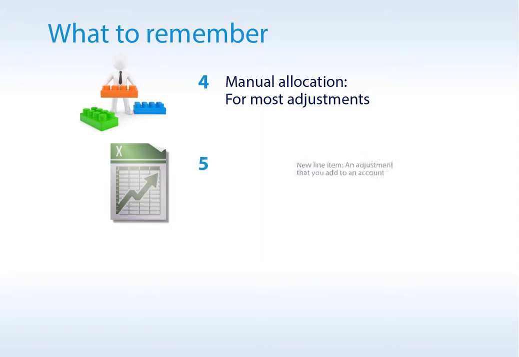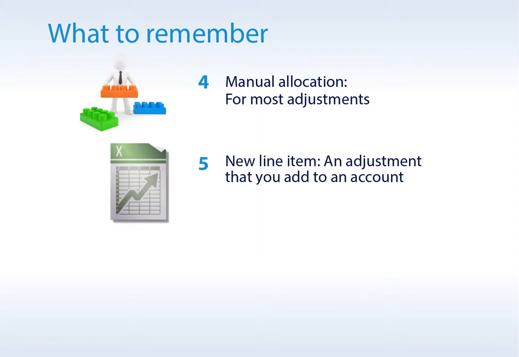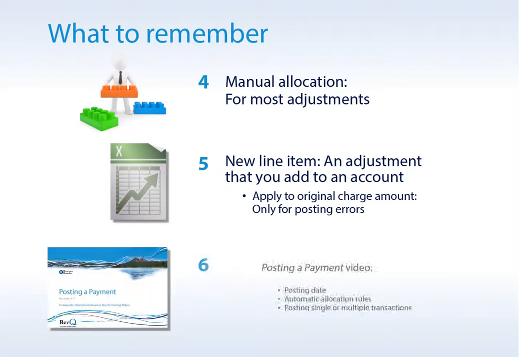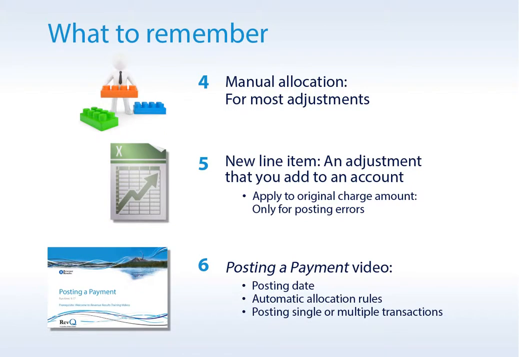If you are not increasing or decreasing an existing line item, you must add an adjustment as a new line item. You would apply a new line item to the original charge amount only if correcting a posting error. We breeze through posting date, allocation rules, and posting transactions, so if you need more information, see the Posting a Payment video.